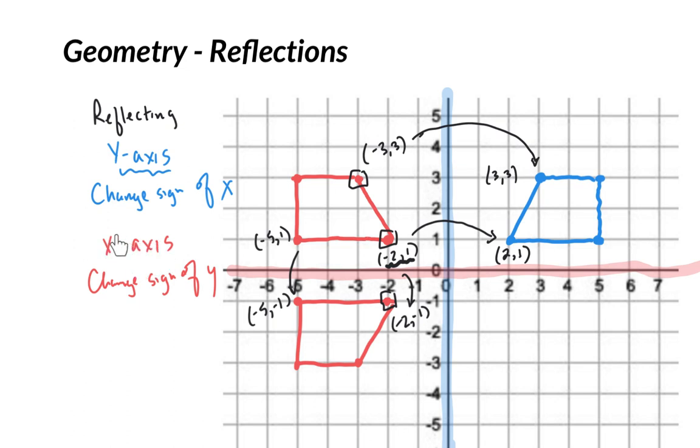And if I was reflecting over the x-axis, I change the sign of the y. I leave the x the same. Again, we're just trying to figure out how far away you are and then reflect those points down.